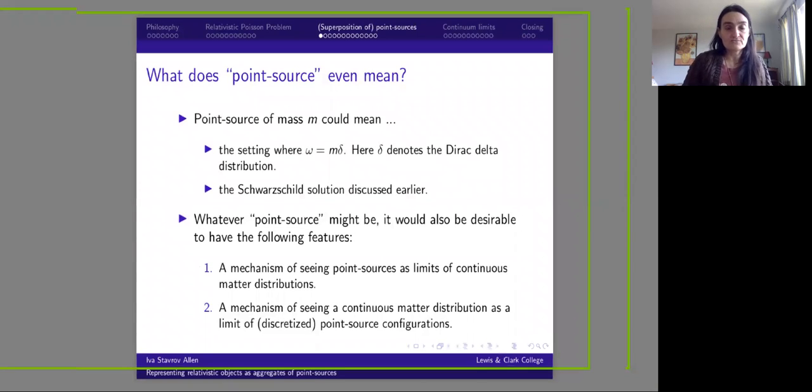Okay. So now moving towards what I could mean by point source, and going into the idea of point source a little deeper. On one hand, I could think of point source as being the setting where you take the matter distribution to be a multiple of Dirac delta. On the other hand, I could think of point source as being that Schwarzschild geometry I discussed earlier. And maybe those two things give me the same thing, maybe not. We're to discuss this. But whatever the point source may or may not be, there should be some mechanism of seeing a point source as a limit of matter distributions that are becoming more and more concentrated at a single point. And there should be some mechanism of seeing a continuous matter distribution as an aggregate of point source configurations.